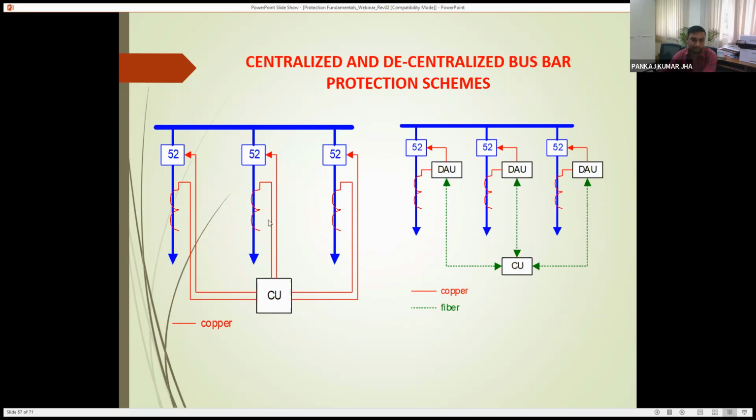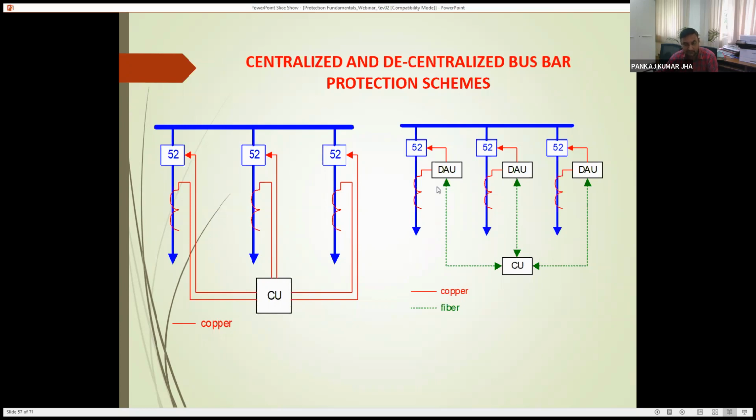This is the centralized type of relay in which there is one central unit, and the current of all the particular feeders, all the breaker CTs, are coming up to this relay, and this relay will calculate the differential current and stabilization current. And if it sees that your differential current and stabilization current are above the settings which we have set for the bus bar fault, then it will issue a trip command, and you can see that all the trip commands will flow from this central unit to the breaker. So there will be a large number of copper wires from this central unit to breakers as well as from the CT to the central unit.